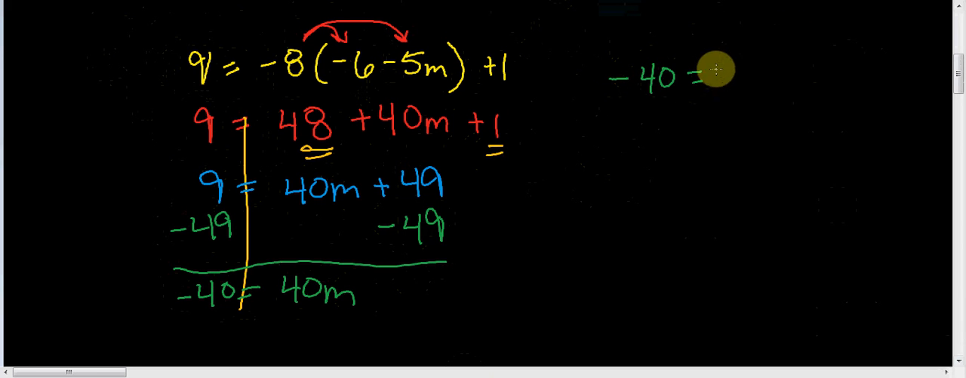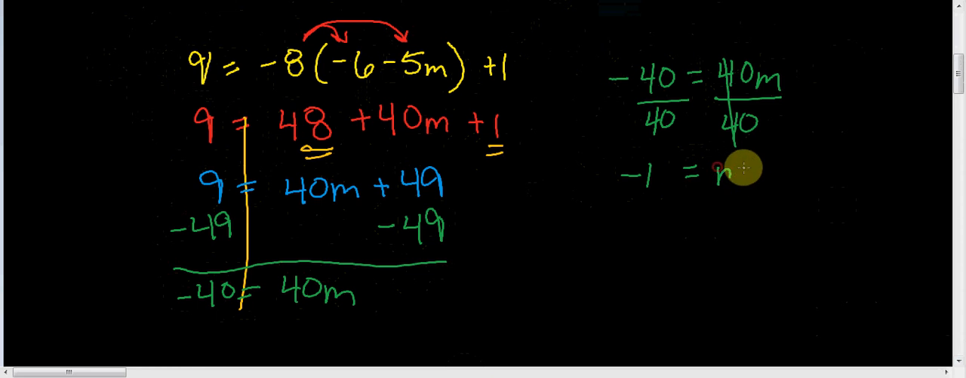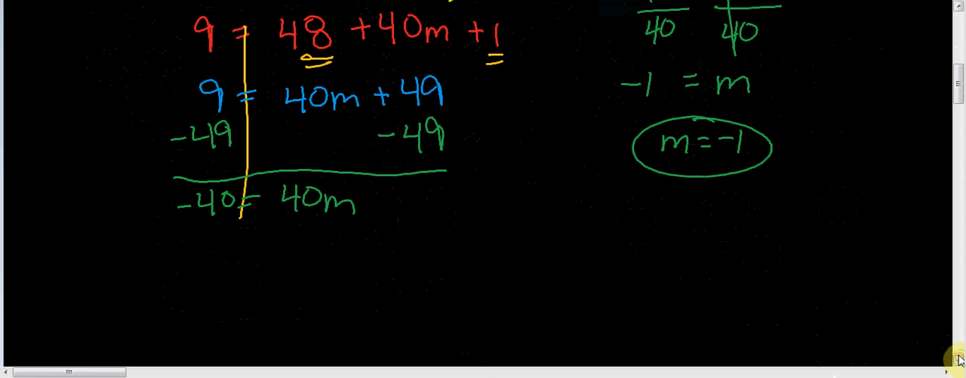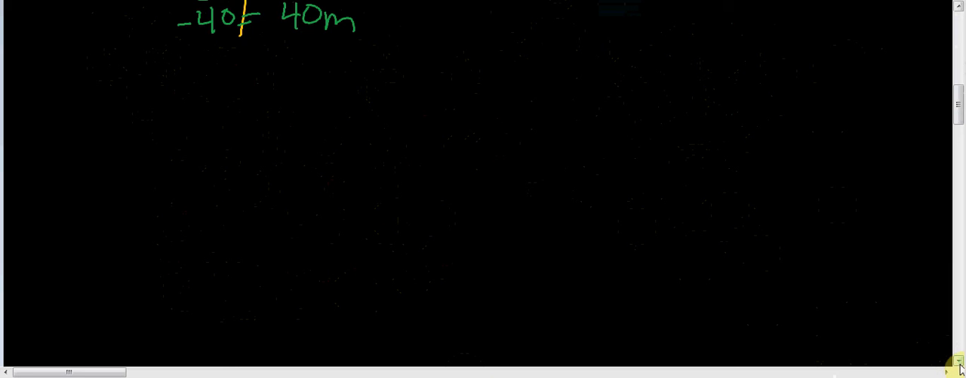So we'll go over here and rewrite this all. Then I have one more step, which is divide by 40, and I get negative 1 is equal to 1m, or just m, and I'm going to put my variable on the left because I like it right there. So that's my answer. M equals negative 1. Alright, we're going to do two more problems here.